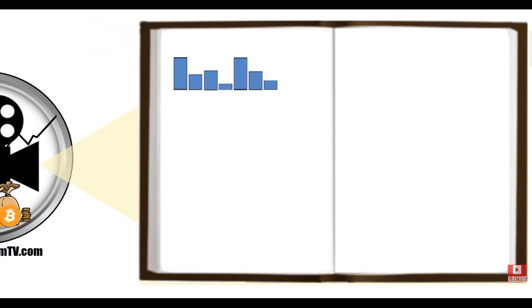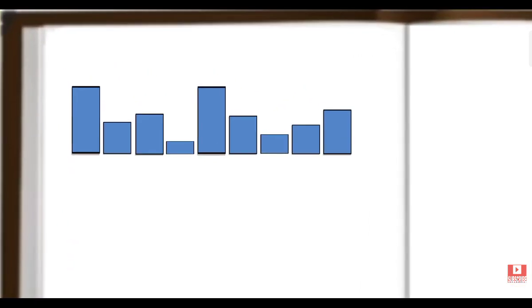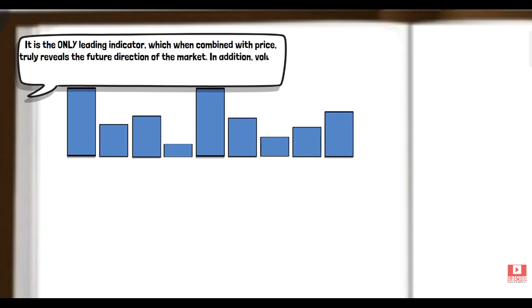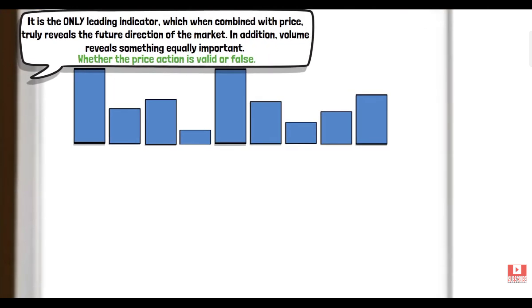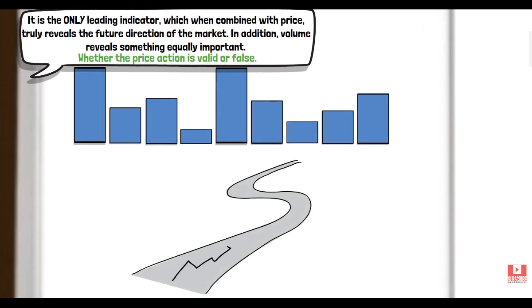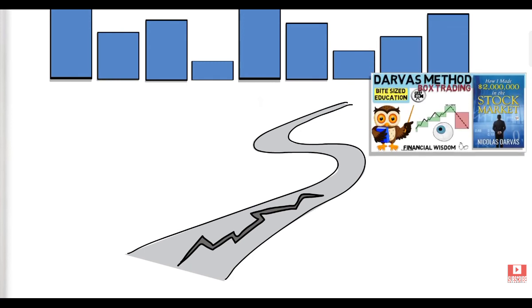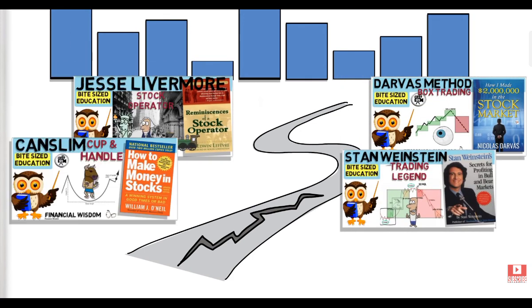Anna puts considerable emphasis on volume throughout the book and starts by saying, "It is the only leading indicator which, when combined with price, truly reveals the future direction of the market. In addition, volume reveals something equally important: whether the price action is valid or false." Anna admits that her road to success was not groundbreaking, and it has been used for over 100 years by many of the iconic traders covered on our channel.